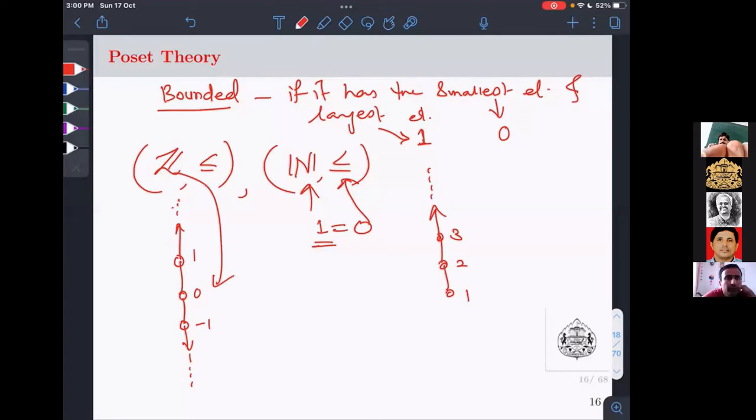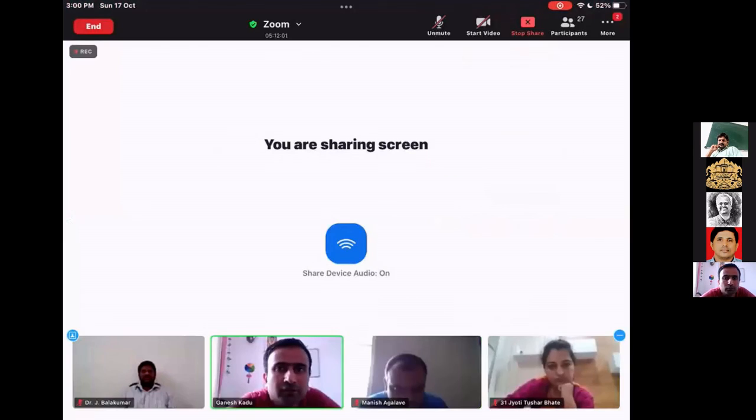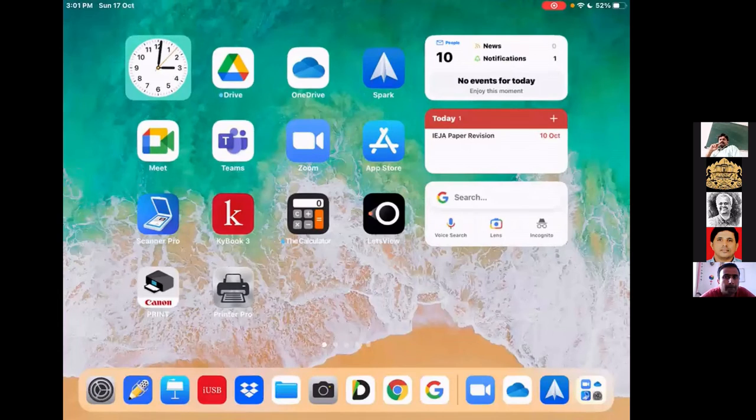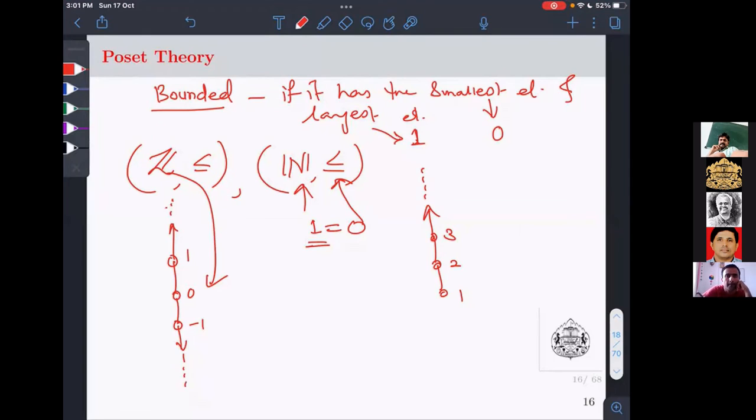One comment. The Hasse diagram representation may be helpful for them to understand, because those three conditions you cannot visualize. So the Hasse diagram representation, maybe if you can. You got my point? So this will be the Hasse diagram of N, the set of natural numbers. Yes, we got it. So you can find such posets.